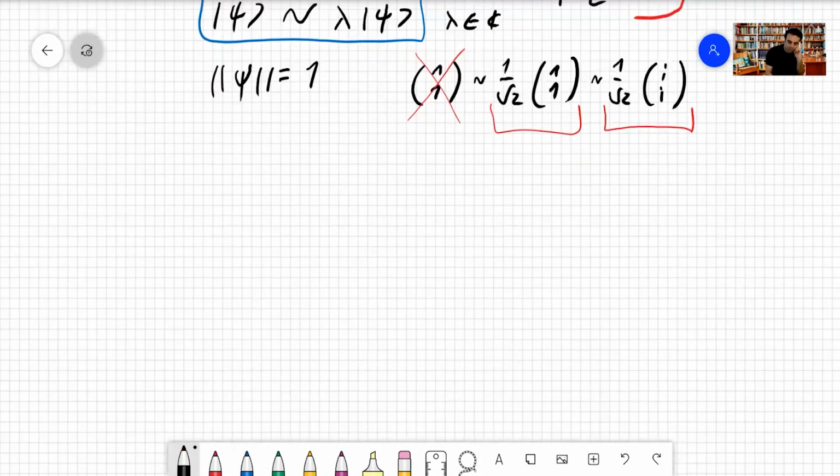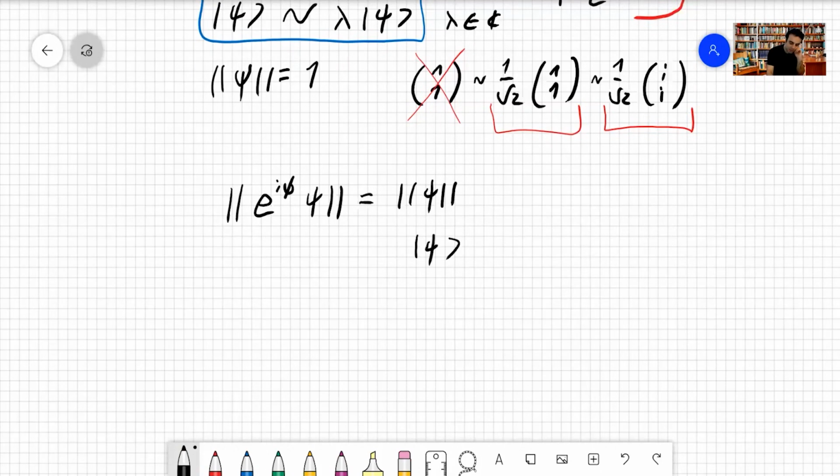Now, note that if I take the norm of e to the i phi times state psi, this actually equals the norm of psi. So the vector psi and the vector e to the i phi psi, for real phi at least, both have the same norm. And because they both have the same norm, if one of them is a unit vector, which means it can represent a state, then the other one is also a unit vector, so it can also represent a state. So at least things are consistent.